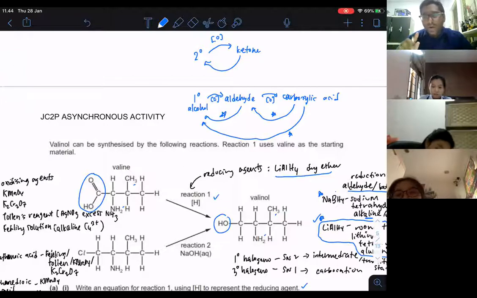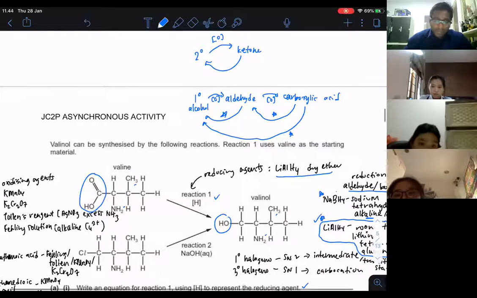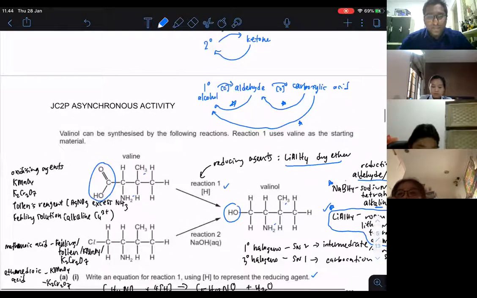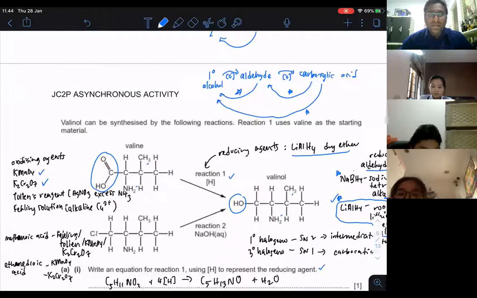Now the oxidizing agent, this is also very important. In chemistry, the most common oxidizing agents are acidified potassium manganate and acidified potassium dichromate. They are very, very popular, and you need to know the color changes as well. Purple will become colorless for KMnO4, and orange will become green for K2Cr2O7.